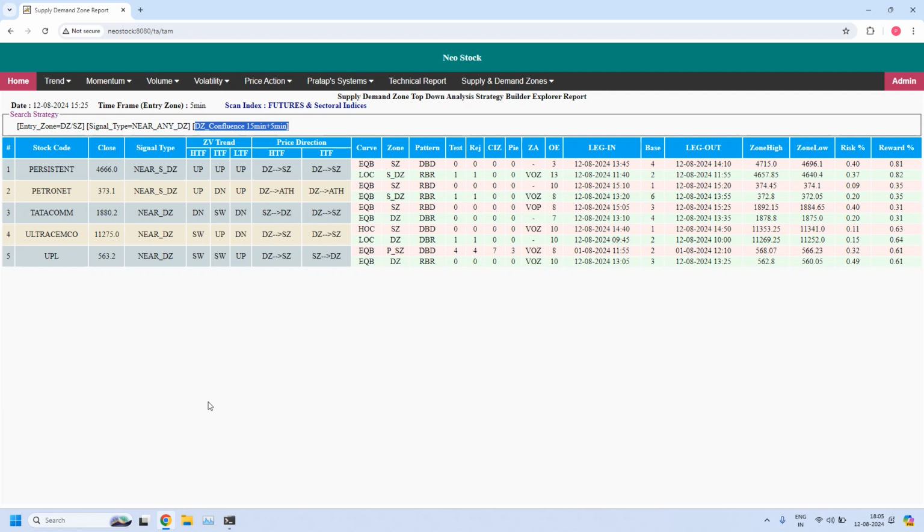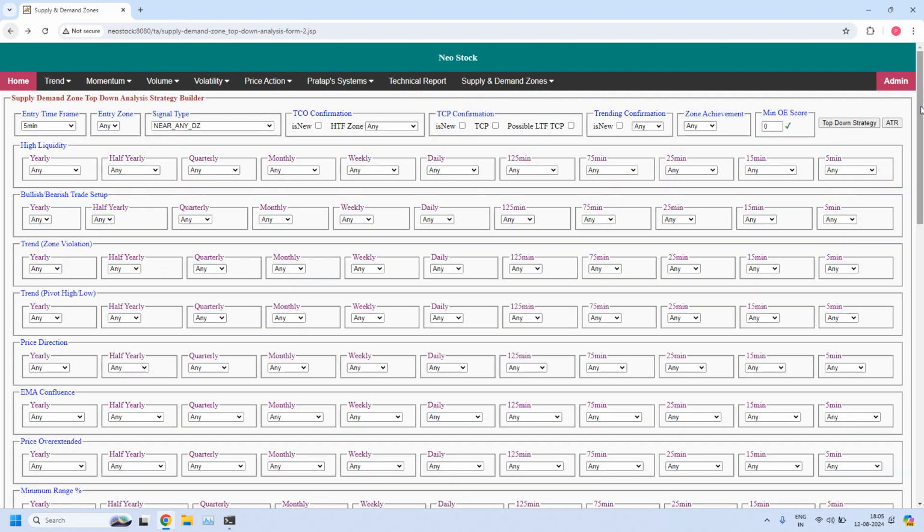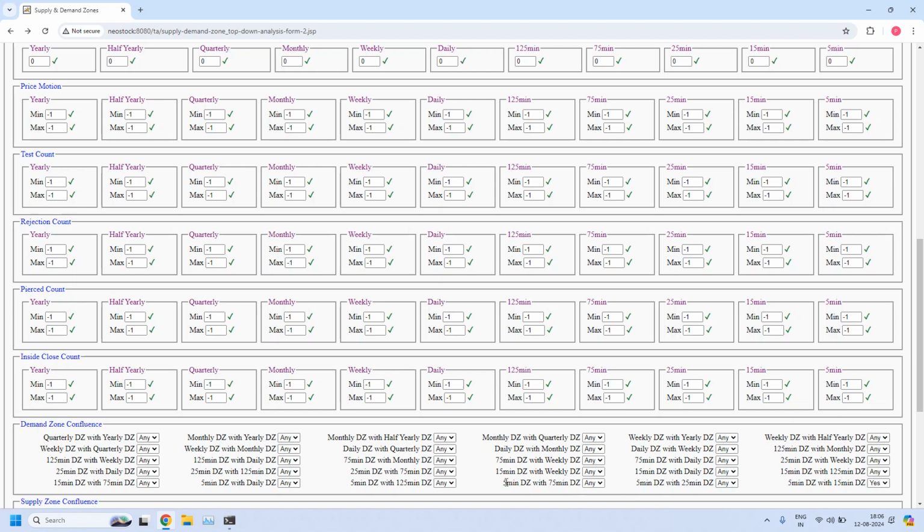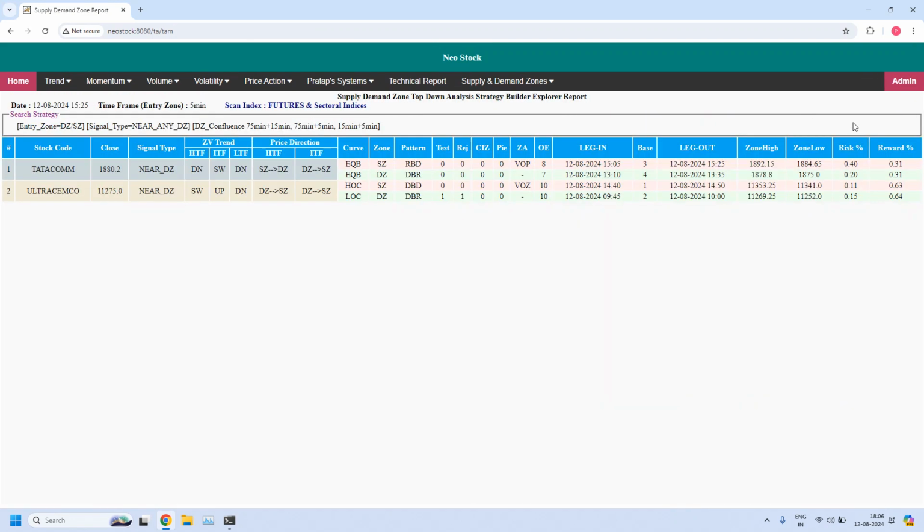Now let's verify whether there is even HTF confluence. Here HTF is 75 minutes. The demand zone confluence. So 5 minutes demand zone with 75 minutes demand zone we enabled, and 15 minutes demand zone with 75 demand zone also we enabled. That is ITF and HTF confluence. So these 2 stocks are having confluence with LTF, ITF and HTF. These are all the demand zone confluence, and all these stocks are near the demand zone.